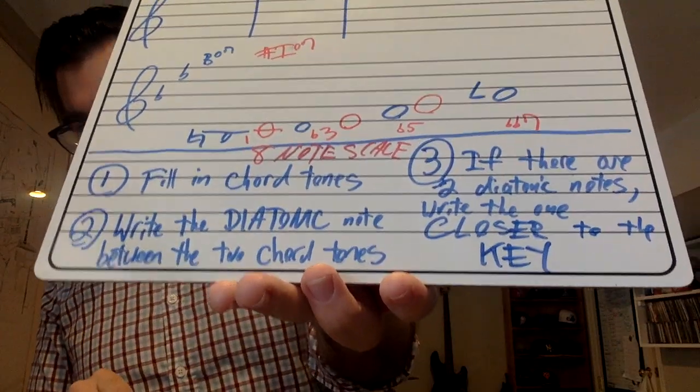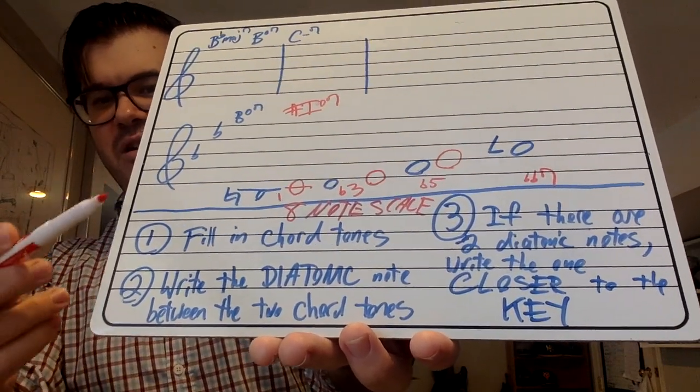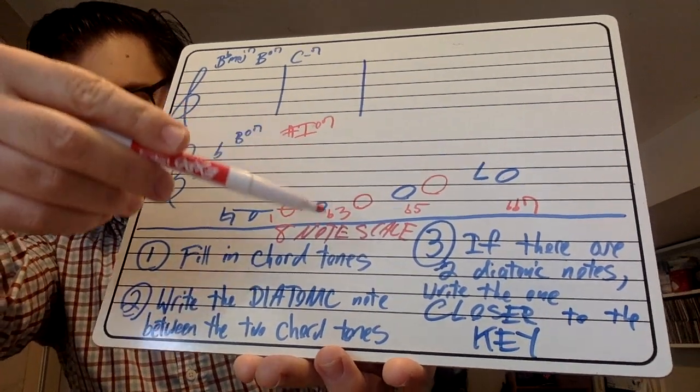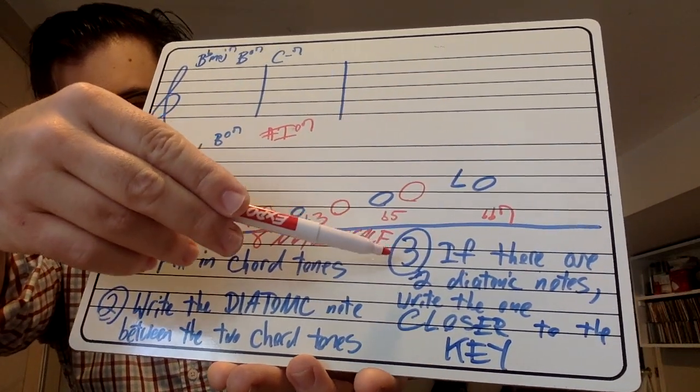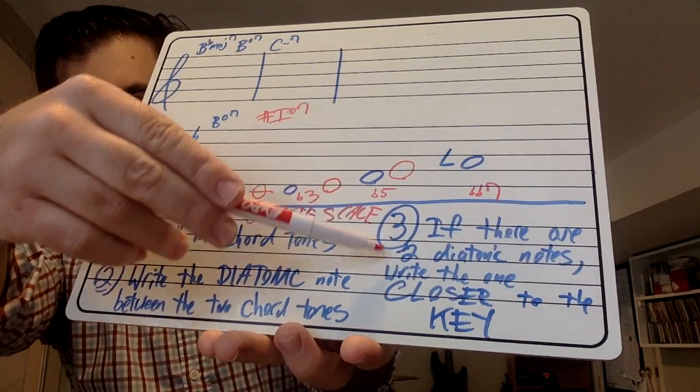So here's optional step 3. If there are 2 diatonic notes, write the one that's closer to the original key. Okay, this is where my explanation gets a little bit janky, but it really does help me out. I'm saying which of the 2 notes is closer to the key of B flat. It's like, well, Mark, they're both diatonic to the key of B flat. I know, but let's just think about it for a second.